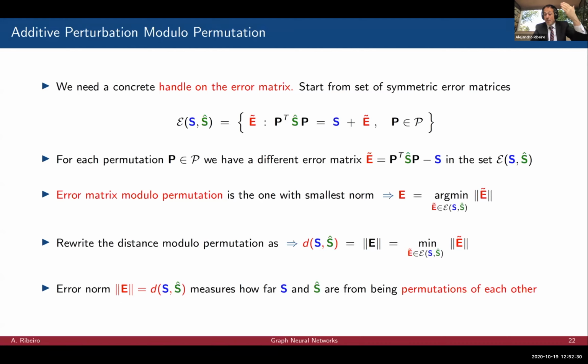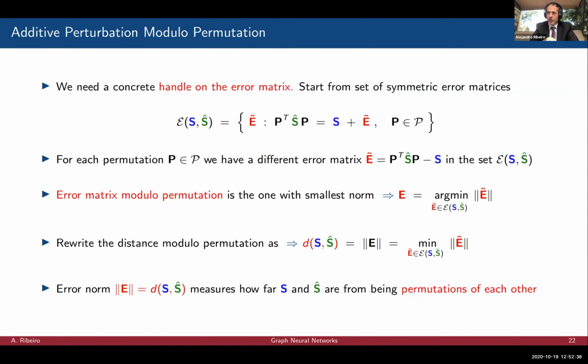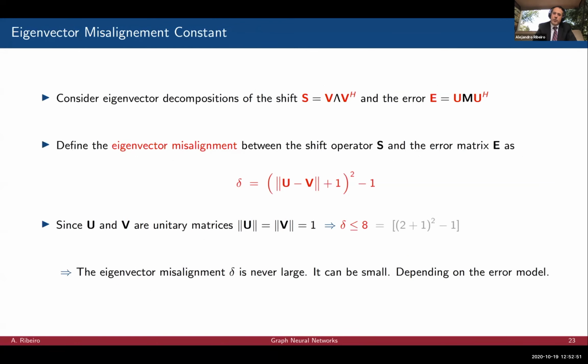And this is not a new definition relative to the operator distance modulo permutation. It's just a different way of writing the operator distance modulo permutation, but one that gives me a specific handle on the matrix E that measures the distance between these two operators. Now, the reason why I want this handle is because I want to be able to compare the eigenvectors of the shift operator S with the eigenvectors of the error matrix E. And that will be given by this constant delta, which is the difference between the eigenvectors of U and the eigenvectors of V plus 1 squared minus 1.